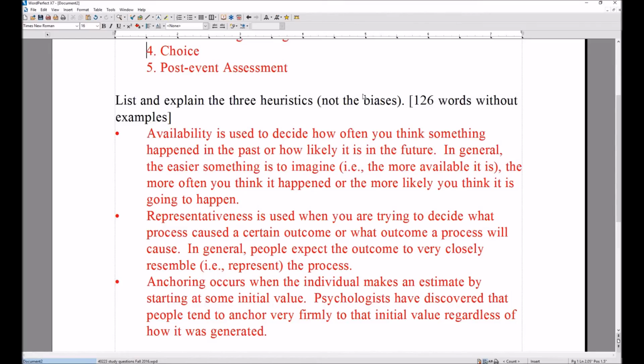Now that should have nothing to do with it. In fact, they saw that it was totally random. But people anchor to it. Statistically significantly, they anchor to whatever number comes up. As it says here in the second sentence, psychologists have discovered that people tend to anchor very firmly to initial values regardless of how they were generated.